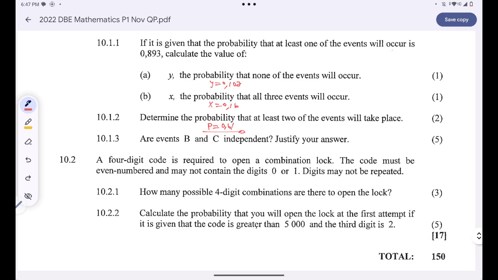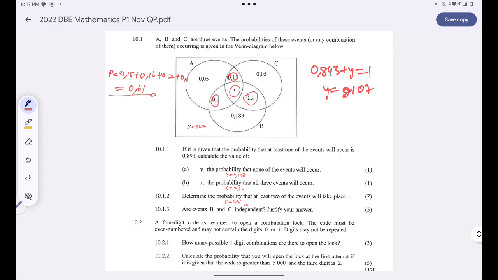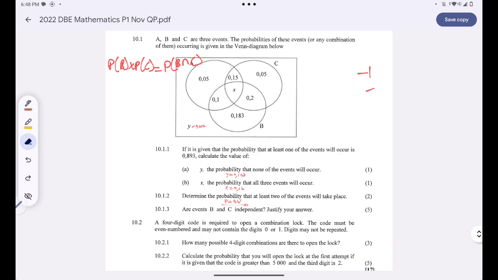Okay, are events B and C independent? Justify your answer by means of calculations. Where is B and C? Okay, these two events will be independent if and only if the probability of B multiplied by the probability of C is equal to the probability of B and C. Are you together?